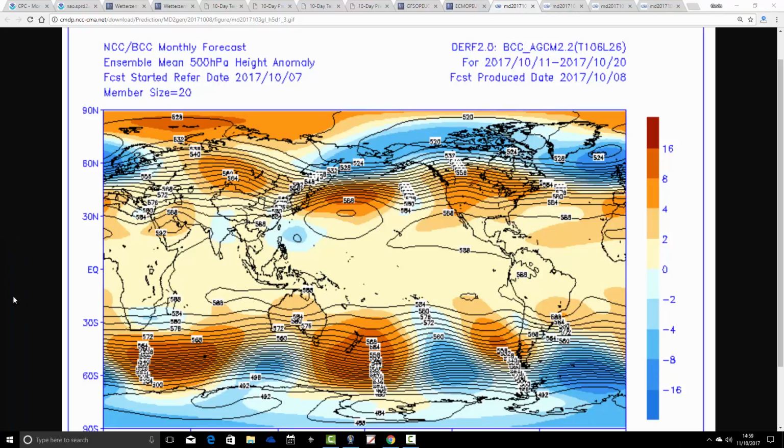Finally, just have a look at the Pagefield centre for the next 40 days. So these are 500 millibar heights broken down into 10-day periods. The first 10-day period takes us from the 11th to the 20th of October. Coming 10 days looks unsettled. Low pressure is dominating with the jet stream coming in like that. So essentially the message is make the most of any drier weather that we get at the weekend.